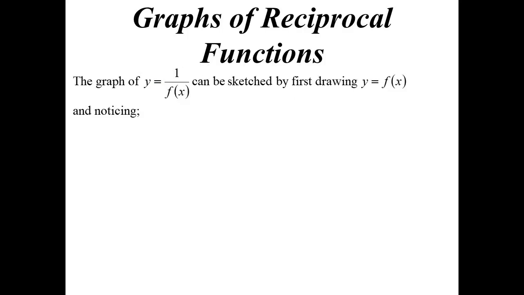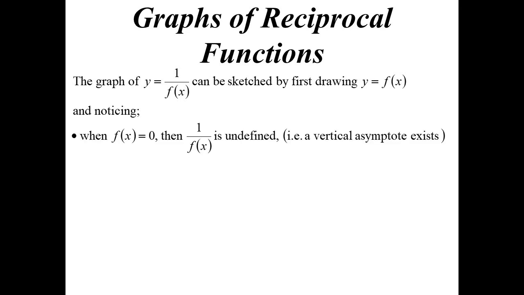So, how do we draw a graph of a reciprocal function? If we want to turn the curve upside down, what do we look out for? If the original function is equal to 0, when I turn it upside down, I'm going to have a problem, because I can't have 0 on the bottom of the fraction. So it'll be undefined. It'll turn into a vertical asymptote.